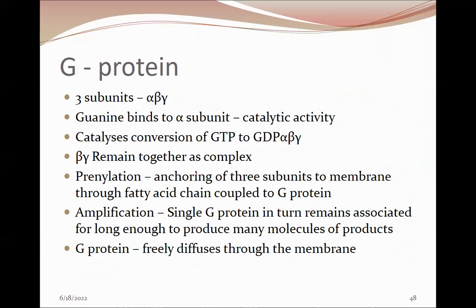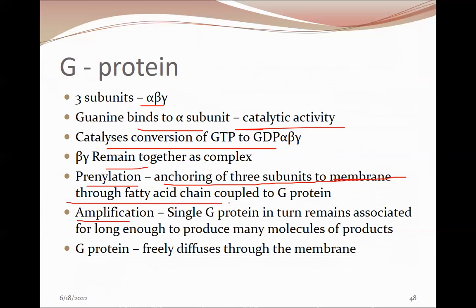Now talking about the G protein, it consists of 3 subunits, the alpha, beta, and gamma. Guanine binds to the alpha subunit, which has catalytic activity and catalyzes the conversion of GTP to GDP, whereas the beta and gamma units remain together. There are 2 terms related to this: prenylation and amplification. Prenylation is the anchoring of these 3 subunits to the membrane through a fatty acid chain coupled to the G protein, whereas amplification is that a single G protein remains associated long enough to produce many molecules of product, and this G protein can freely diffuse through the membrane.